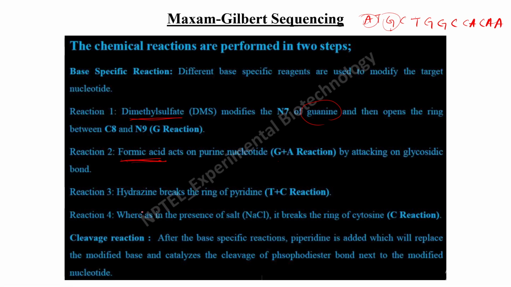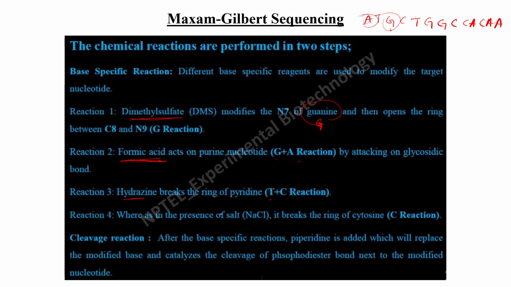And the fourth reaction is the same hydrazine reaction, but in the presence of salt. In the presence of salt, only the cytosine ring is broken. In the absence of salt, both thymine and cytosine rings get broken. So both thymine and cytosine get modified, but in the presence of NaCl, only cytosine gets modified. So we have 4 types of reaction here: we have G, we have G plus A, we have T plus C, and we have the C reaction.